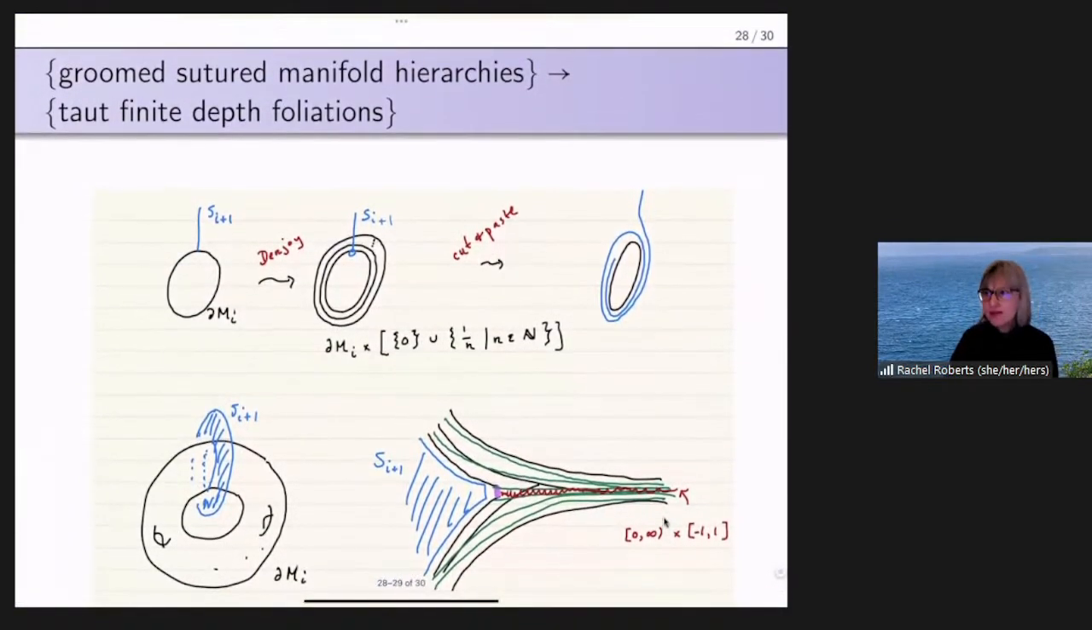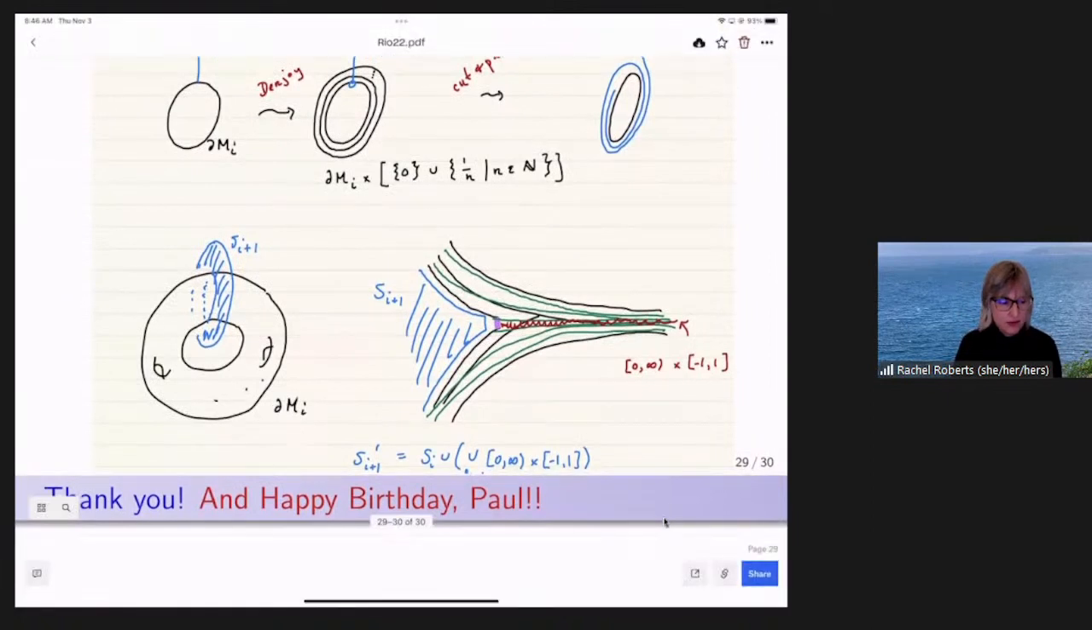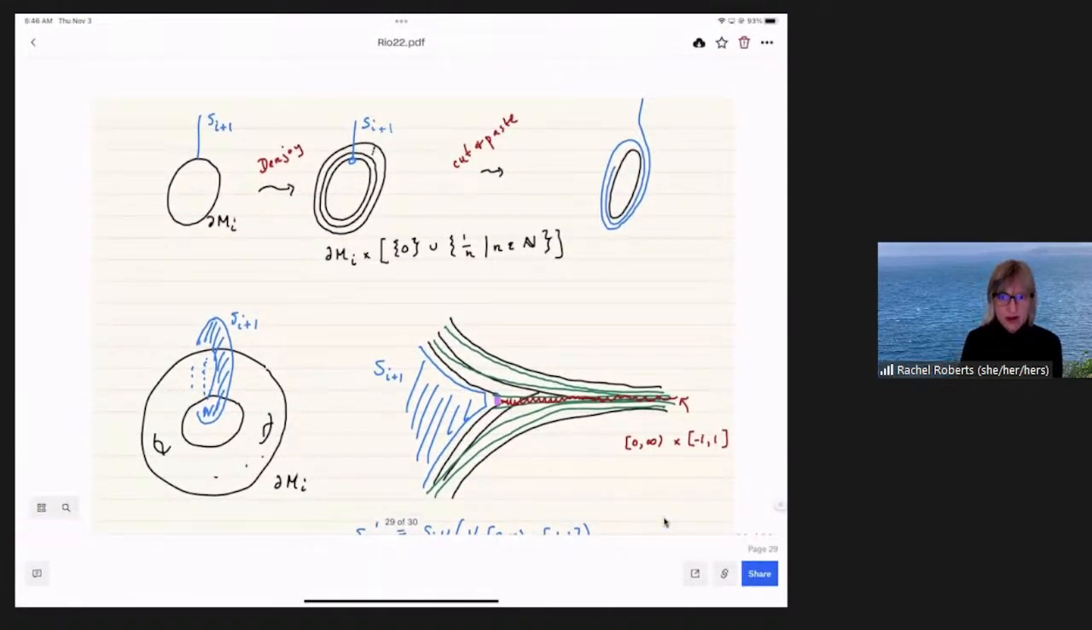And so for the final piece of the step, Gabai said, hey, if you start with a groomed sutured manifold hierarchy, you know you have a taut depth foliation. And the construction is again pretty straightforward in this forward version. So you can think about cutting open. Let's think about what happens. So again, inductively, the game is to inductively set things up. So your first leaf is just the first cutting surface.